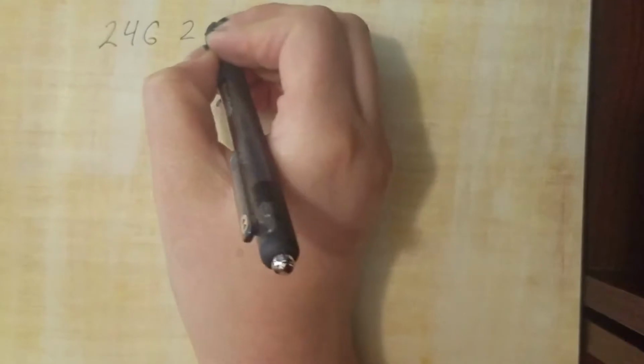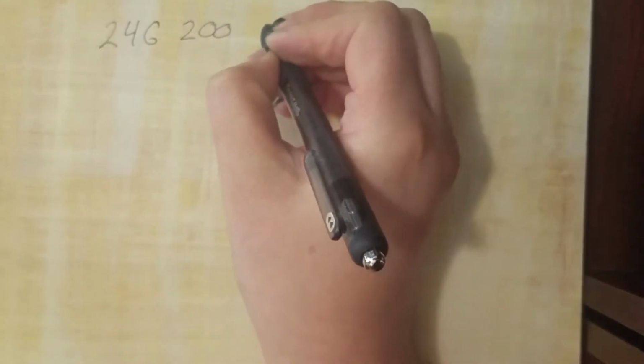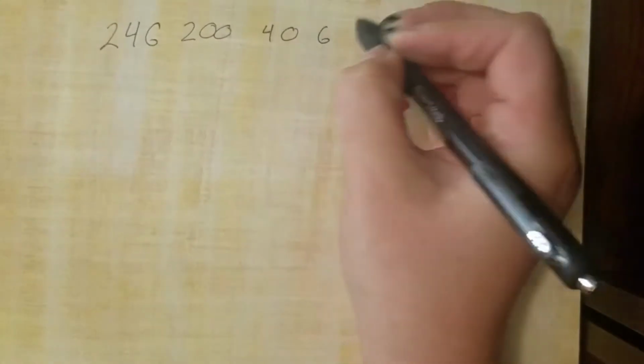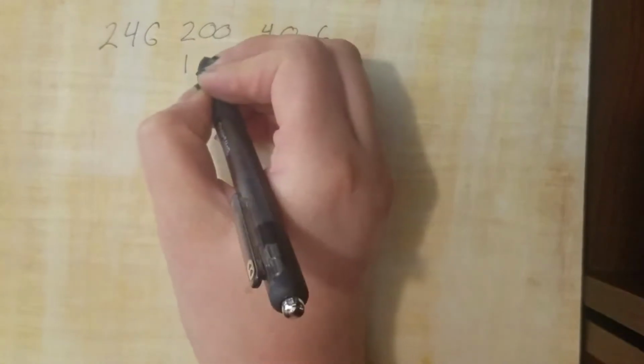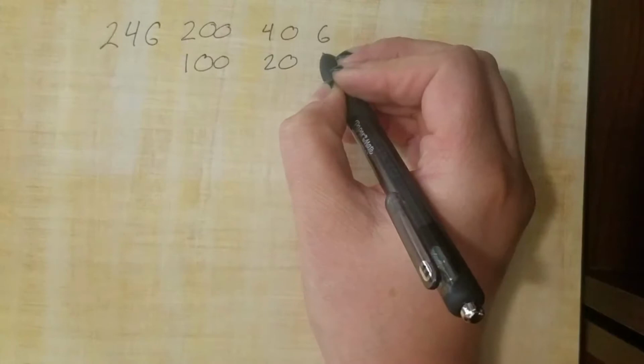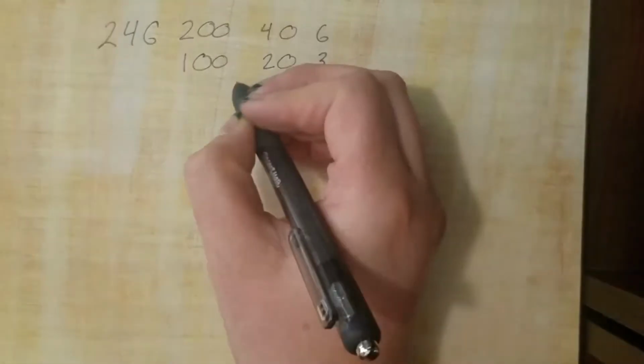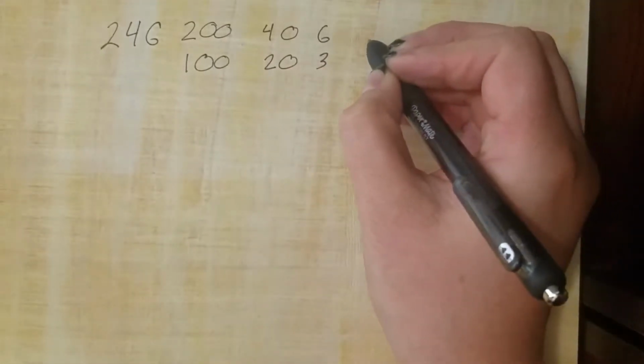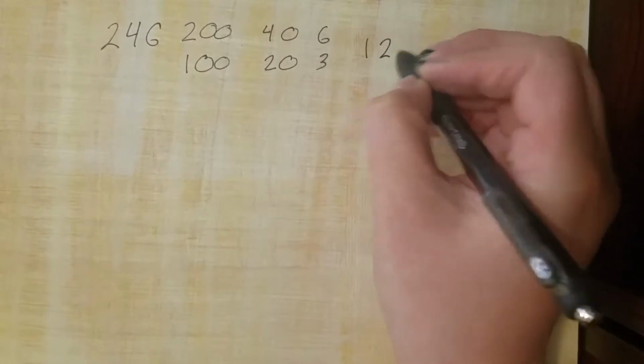246. They would break that into 200, 40, and 6. Half of 200 is 100. Half of 40 is 20. Half of 6 is 3. We build those back up and we get 123.